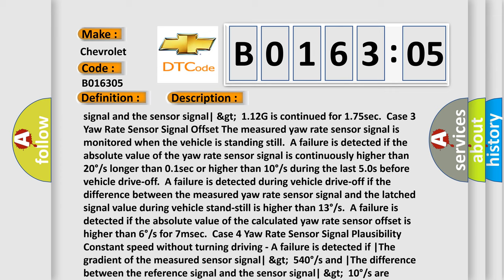This diagnostic error occurs most often in these cases: faulty lateral acceleration sensor, faulty yaw rate sensor, faulty HECU, system programming failure. This subtype is used for system programming failures that cannot be assigned to a specific subtype.